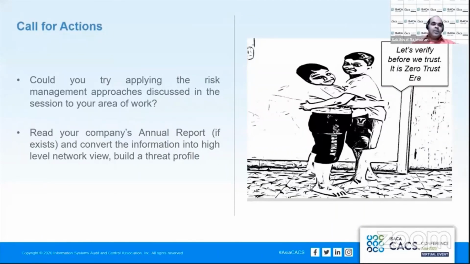Then the second thing: if your company is a publicly traded company, you will have an annual report, which would be shared with the Securities Commission or the Securities and Exchange Board of India, that kind of organization. Use that information and convert what you find from the annual report into a high-level network view, and build a threat profile for your organization, and also link whatever risk you foresee to your organizational objectives and risk.